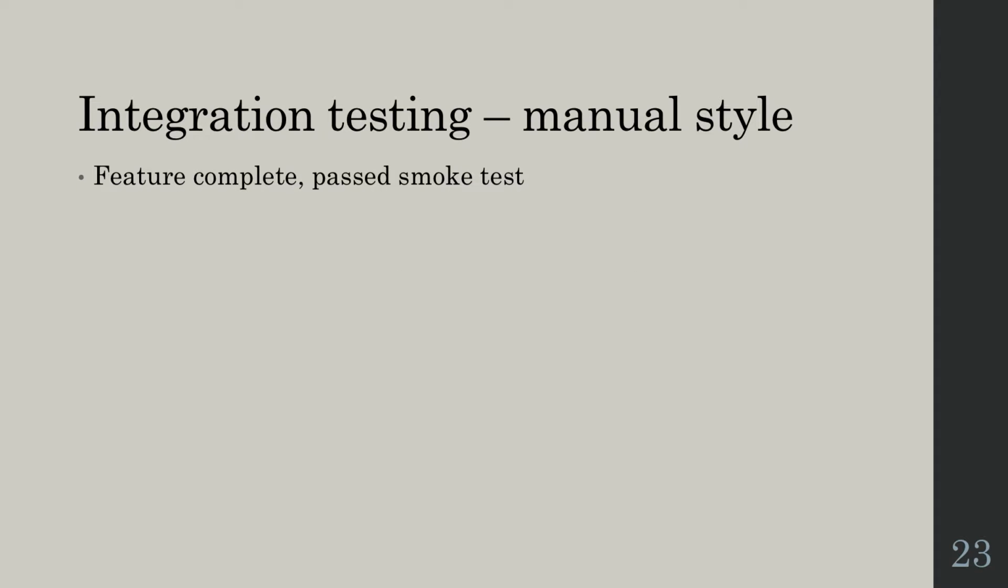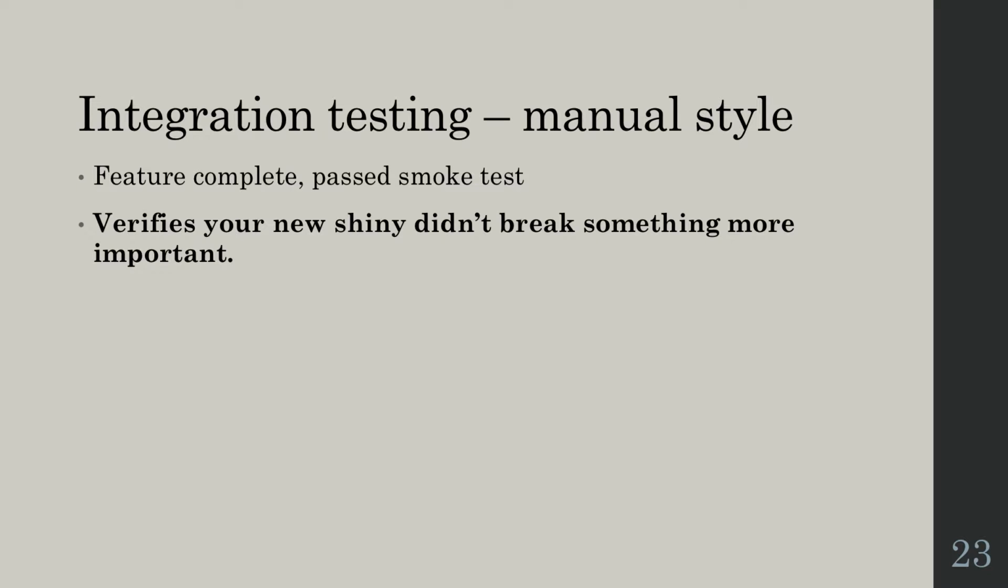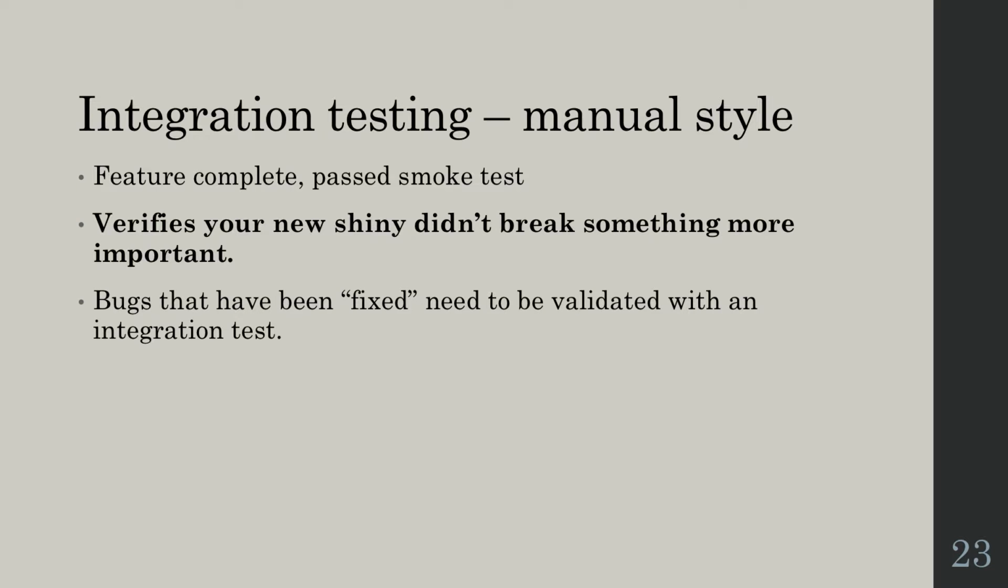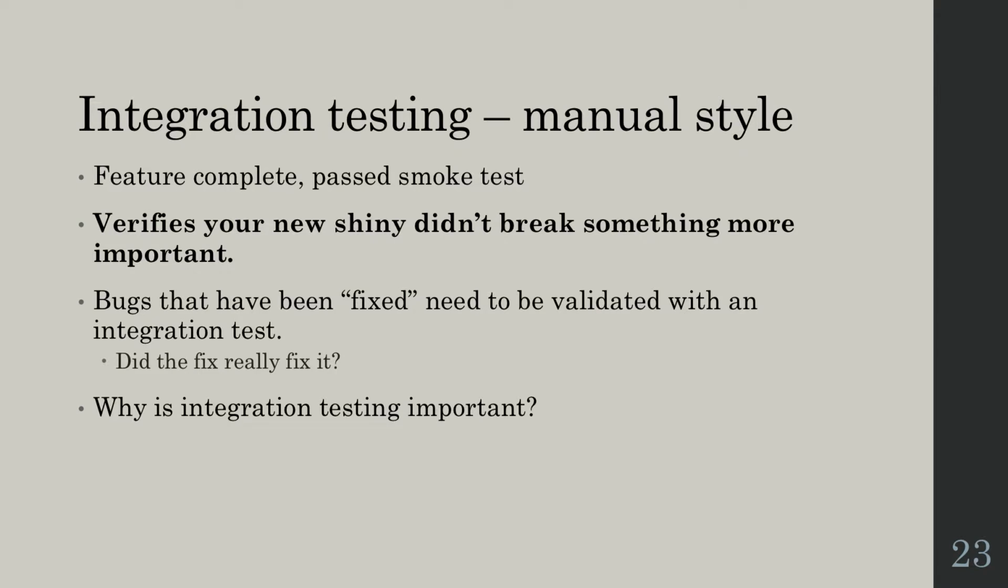So, integration testing, manual style. If a feature is complete and it passed a smoke test, you interact with it to make sure your new shiny didn't break something more important. Because that happens, and it's a bummer. This also is for bugs that have been fixed and pushed, which need to be validated to make sure that they really did fix the problem. And why is integration testing important?